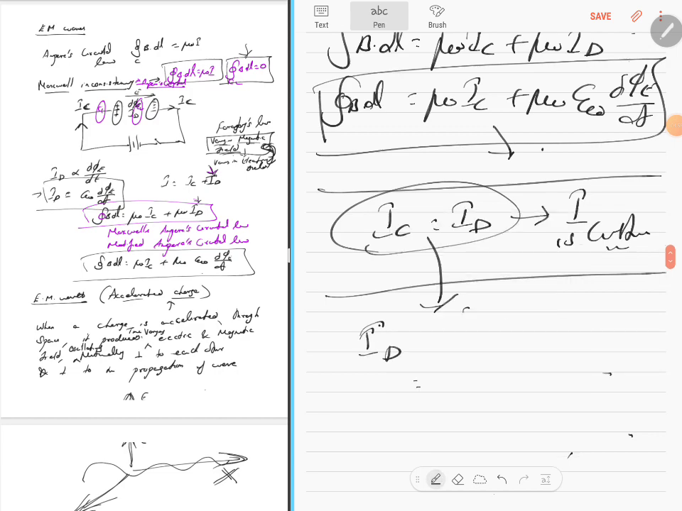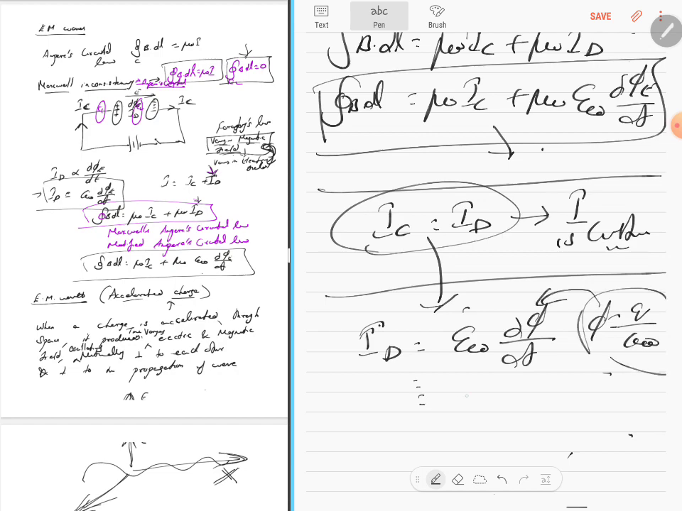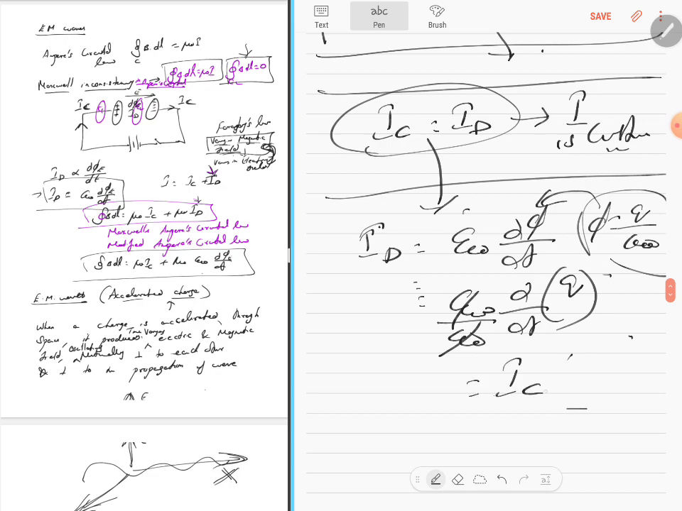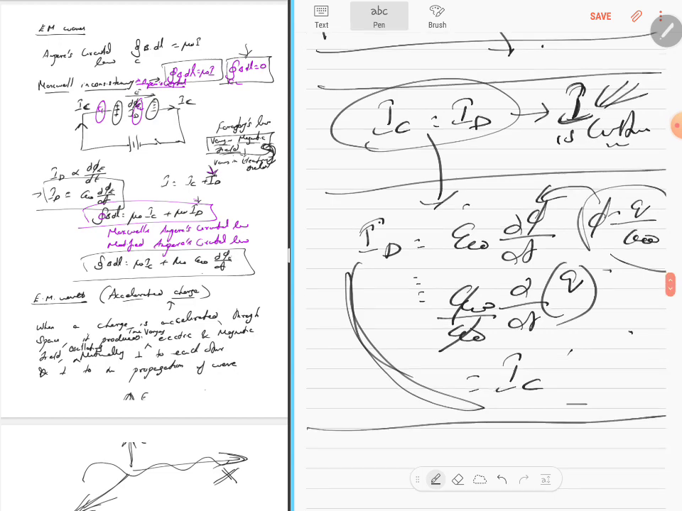You know that ID is equal to epsilon naught into d phi by dt. But you know flux itself is q by epsilon naught from the first lesson. You plug it in there, epsilon naught into d by dt of q by epsilon naught. The epsilon naughts cancel, and dq by dt is simply the conduction current. This is the proof to show that ID is equal to IC, and therefore the ammeter will always show a current I. That justifies it. Okay, I hope you're clear with this.